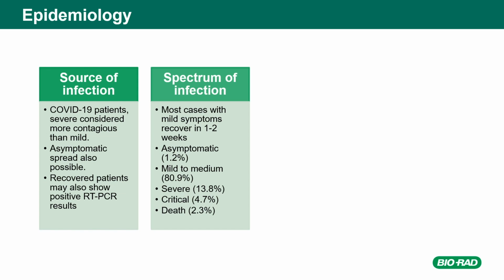Most cases are mild and recovery occurs in 1 to 2 weeks. However, certain populations are at greater risk, including older people, that is people over 60 years old, and those with underlying medical conditions, such as cardiovascular disease, diabetes, chronic respiratory disease, and cancer. Patients with mild disease tend to have negative RT-PCR results at day 10, while those that have severe disease have RT-PCR positive results beyond day 10.